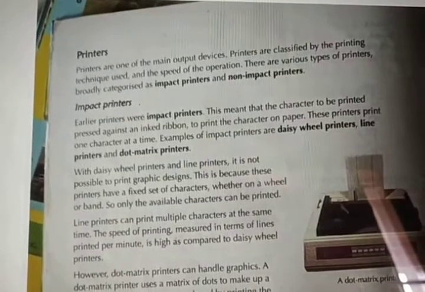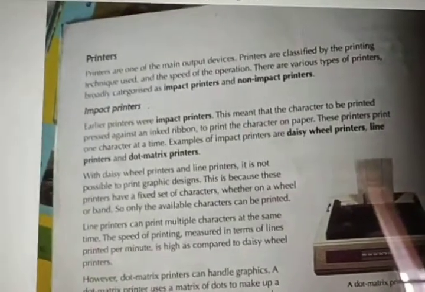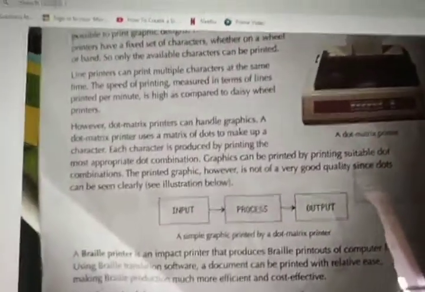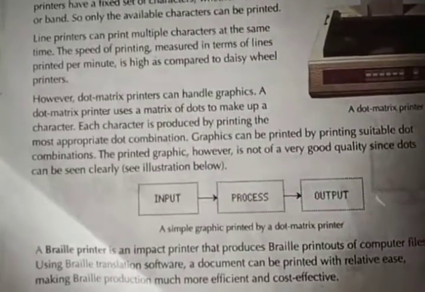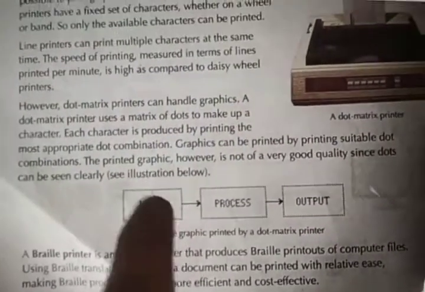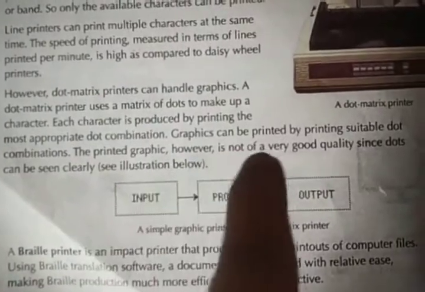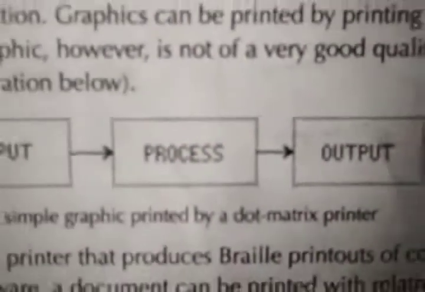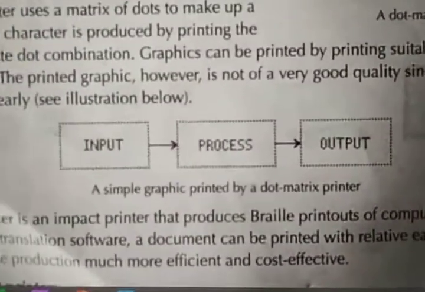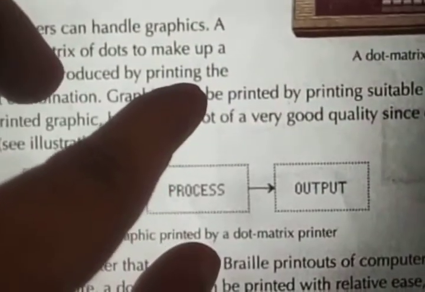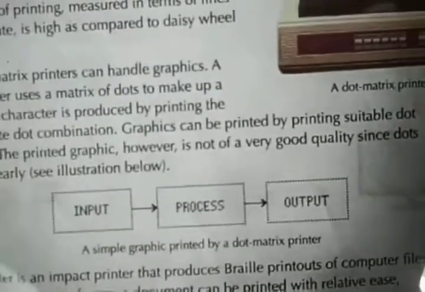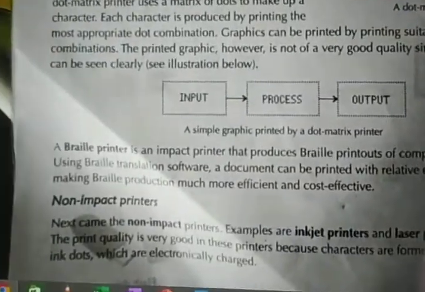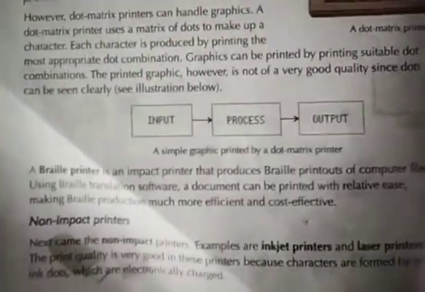There is one more impact printer, which is called the braille printer. First, for the dot matrix printer, I will show you an example. See this one. The dotted outer layer box and also the input words, INPUT, PROCESS, OUTPUT, are all drawn with dots. If you see closely, you can easily understand. So that is a dot matrix printer.